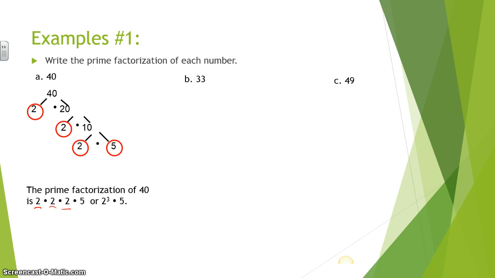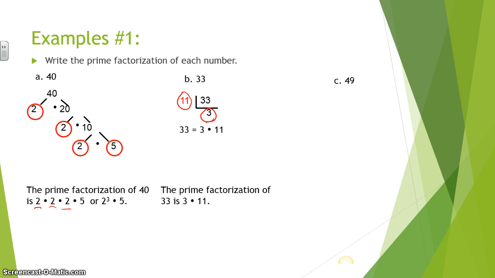Let's look at B here with 33. What are two products that give you 33? That would be 11 and 3. We cannot break 11 down because that is a prime number, so we can circle it. We also cannot break down 3 because that's a prime number. So 3 times 11 is 33. So my final answer would be the prime factorization of 33 is 3 times 11.